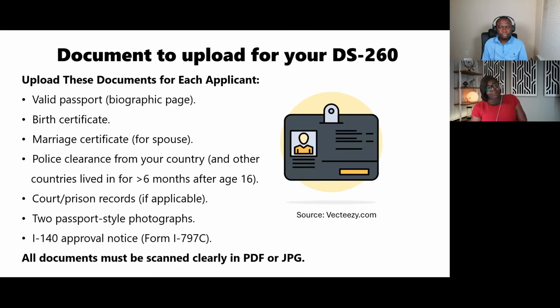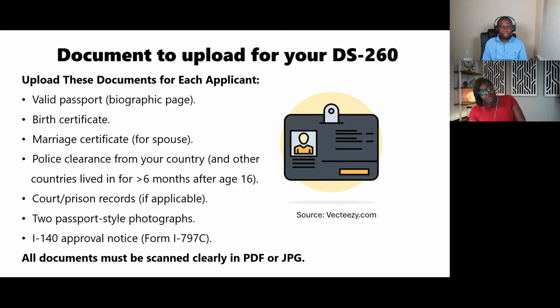So you're going to upload these documents for this DS-260 application. Your valid passport, again, it has to be valid, it cannot be expired. Birth certificate, everybody does that. Marriage certificate, police clearance from your country and any other countries where you've lived for greater than 6 months. So if the country where you're doing this whole process from is not the country you've lived in all your life, you need to get some information from every other country where you have lived for over 6 months after you became 16 years old.